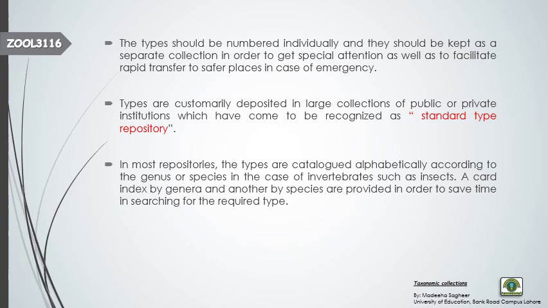So types are customarily deposited in large collections, and that repository or institution is known as the standard type repository, where the large collections of the types are deposited. In most repositories, they are catalogued alphabetically according to the genus and the species, in case of invertebrates such as insects. And a card index by genera and species is provided in order to save time in searching for the required type. This you know already, that cataloging is important for rapid access to a particular specimen or particular kind of specimen.